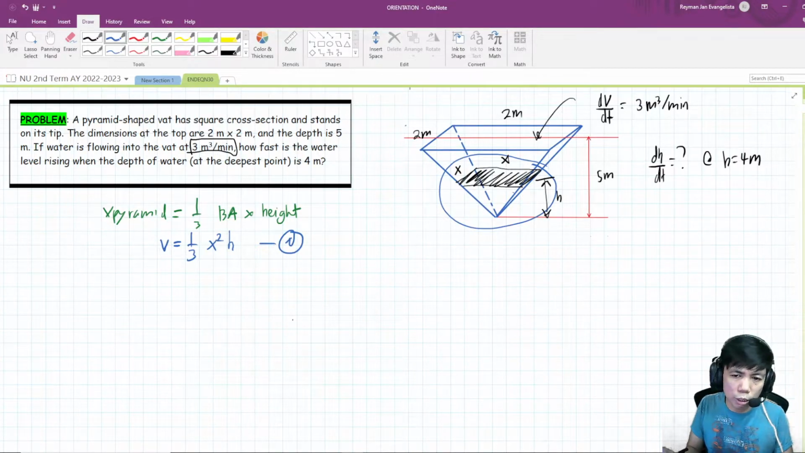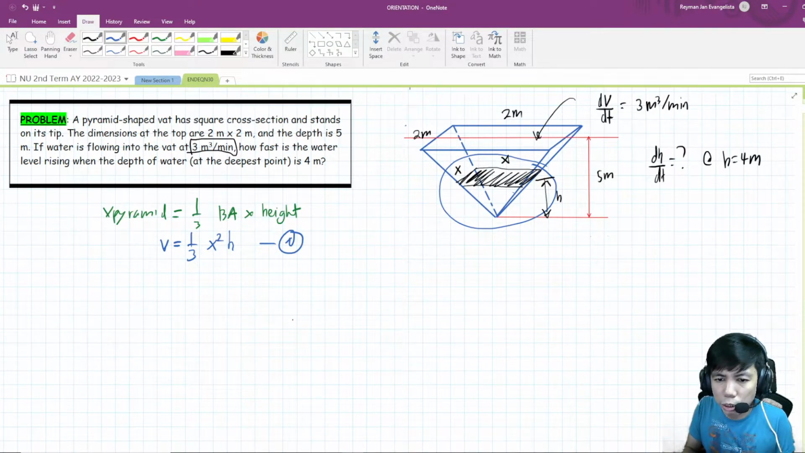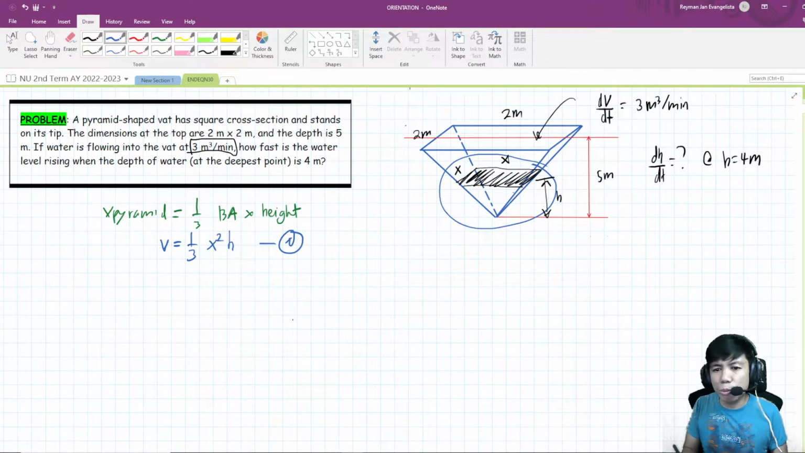Sabi ko nga, write V in terms of h only. So ibig sabihin we need to find a relation between x and h. Then we are going to substitute the expression for x in terms of h to make V in terms of h alone. Okay, so saan mo makikita yan?